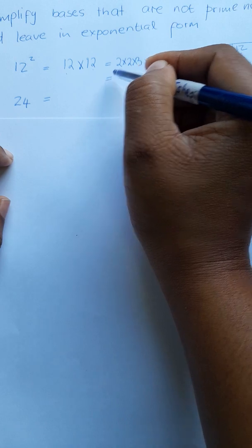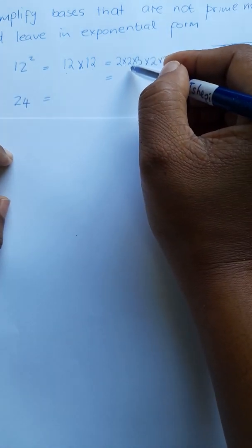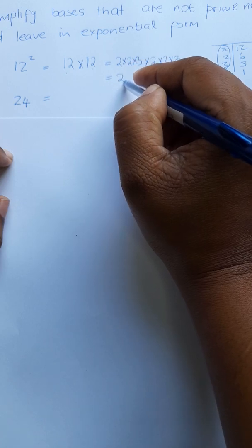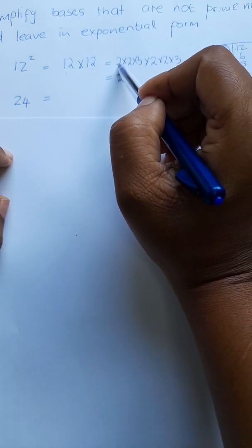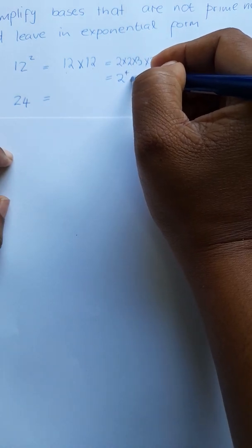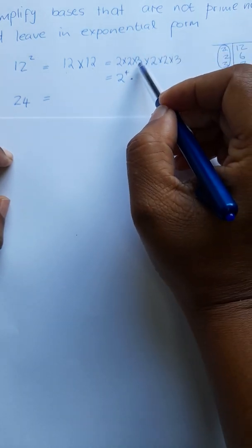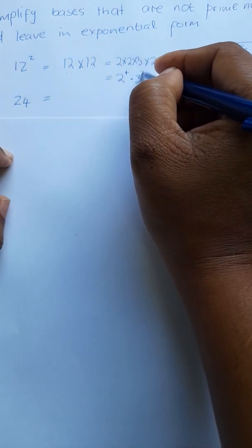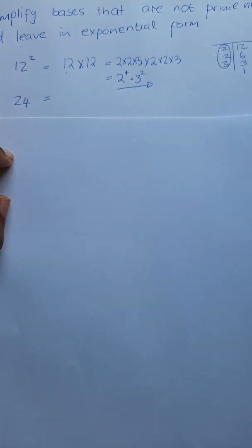Now if I want to write this number in exponential notation but with bases that are prime numbers, I have two bases here. The first base is 2. How many times is 2 multiplied? 1, 2, 3, 4. So this is going to be 2 to the power 4. And how many times is 3 multiplied? 1, 2. So 3 to the power 2. You see how we simplify it? So the ladder is still very important.